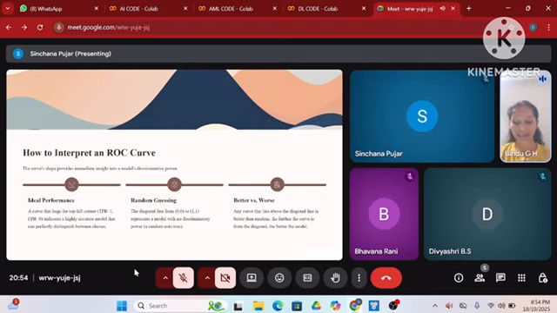Next, random guessing. The diagonal line from 0,0 to 1,1 represents a random model with no predictive ability, like flipping a coin. The area under this line, AUC, is 0.5. Better versus worse model: a curve above the diagonal represents a model better than random. The further above the diagonal, the better the model performance. A curve below the diagonal indicates a model performing worse than random. Next, we'll continue with Sinchana.